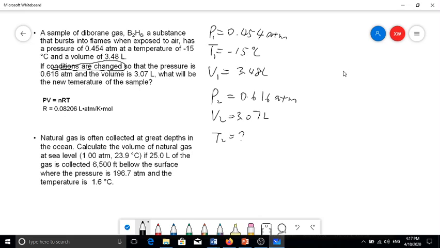So the formula we're going to use here is P1V1 over T1 equals P2V2 over T2. We're trying to solve for T2. Now keep in mind the units here. Since we're not using the R value here, the R value is basically useless.